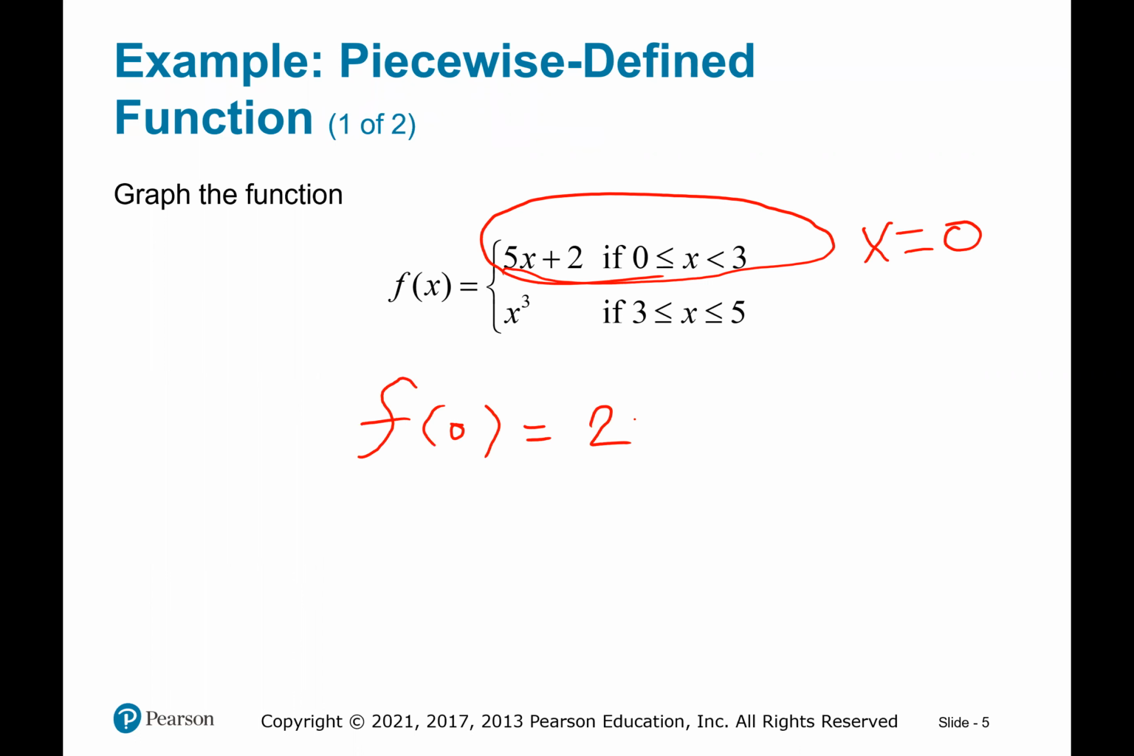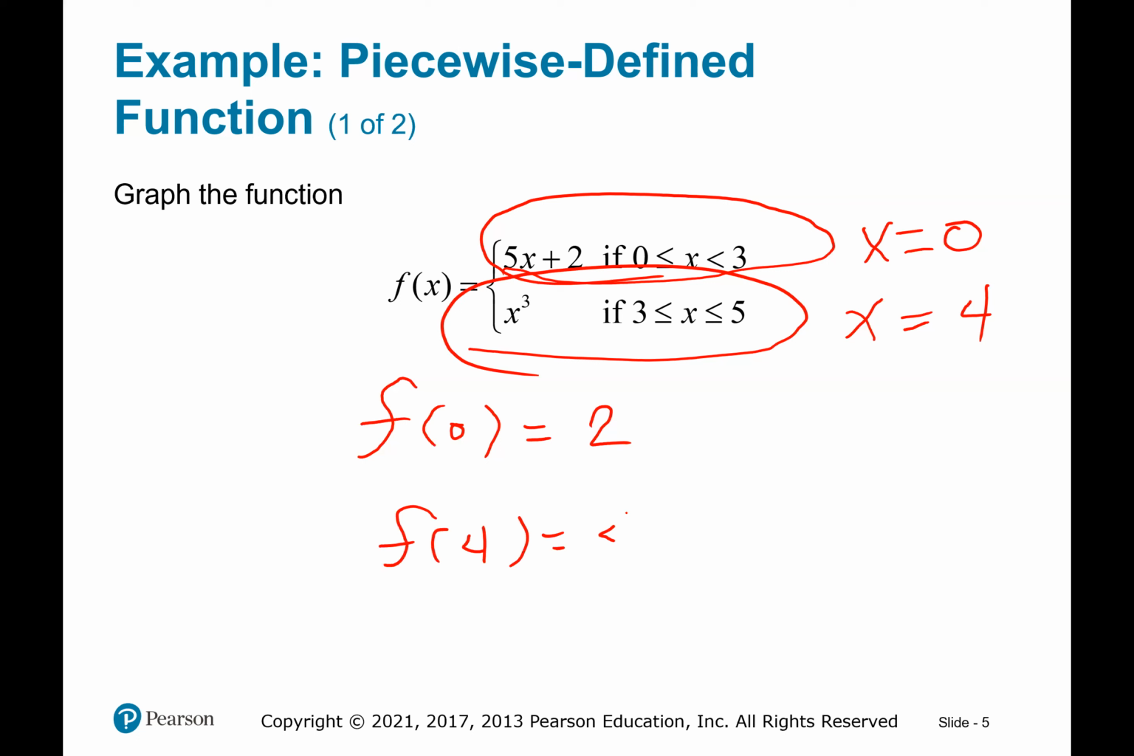If x is bigger than 3, let's say it's 4, then I use this part of the function to evaluate my output. So f of 4 would be what, 4 cubed, which is 64. So I use different parts of the function to find the y value, f of x, depending on what my x value is. Now, what does the graph of this thing look like? Well, let's see if I can actually graph it correctly.